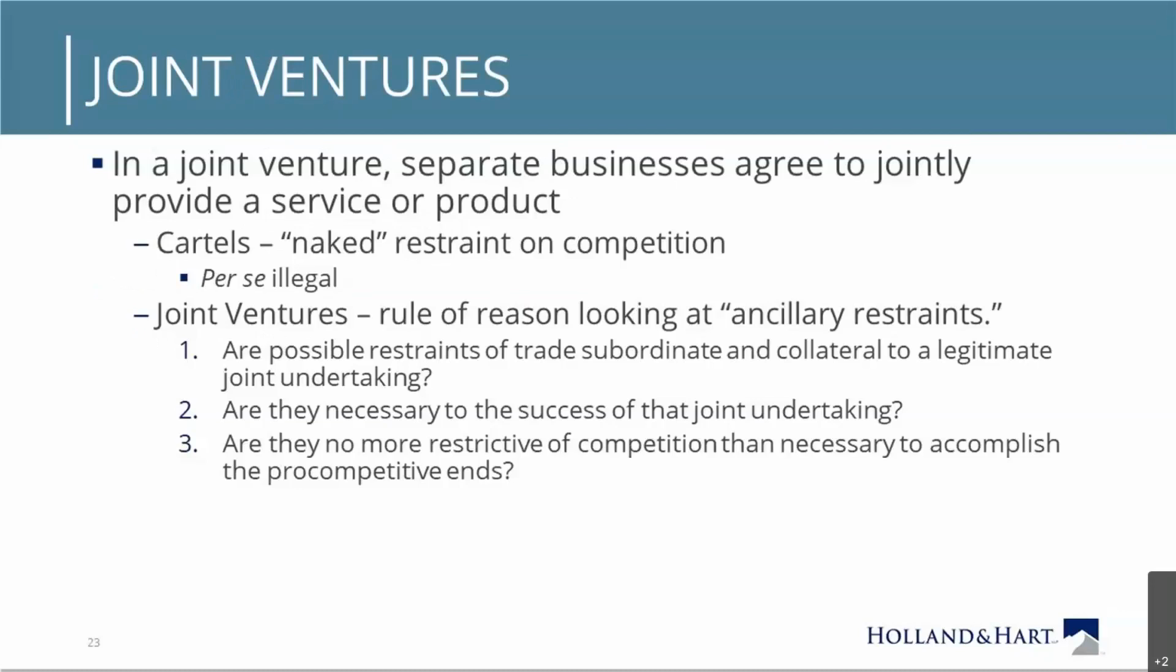Joint ventures. Now, let's talk about some examples where parties are consolidating. This is moving on to examples of where parties are collaborating or consolidating and how the antitrust laws look at those. A joint venture, you've got separate businesses and they remain separate, but they provide a service or product jointly. So there, some examples of this, a cartel.